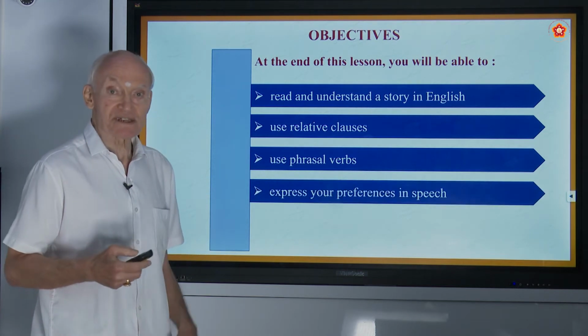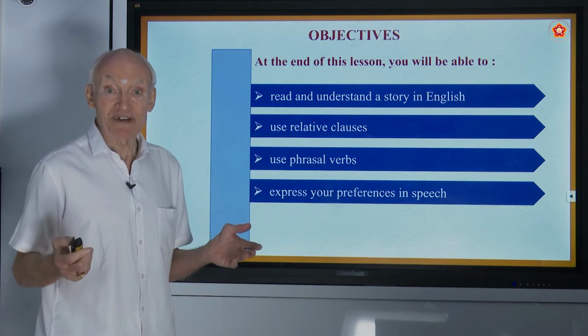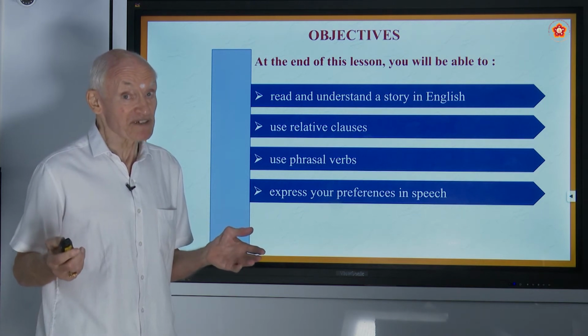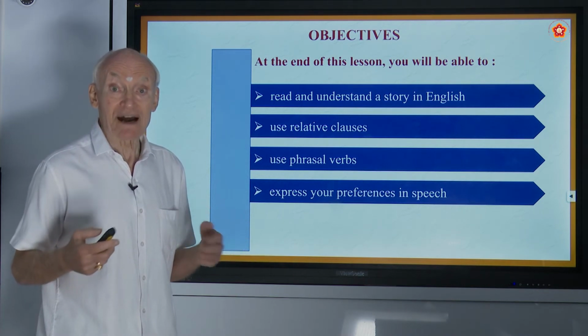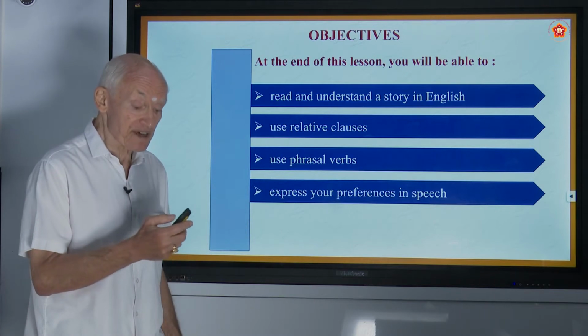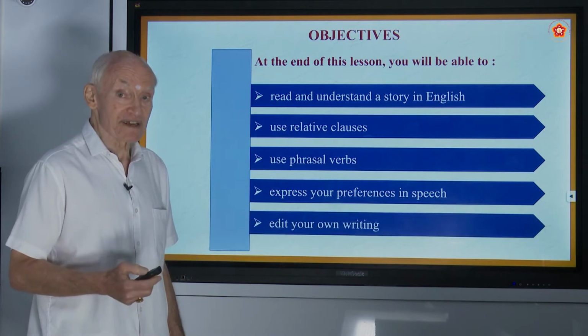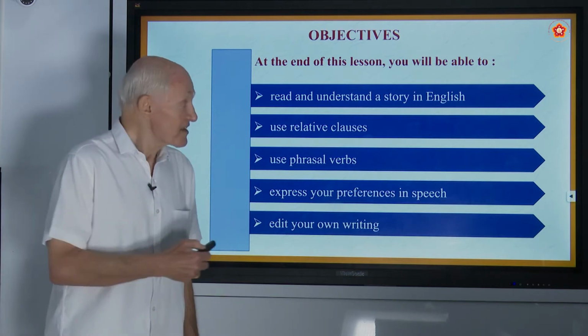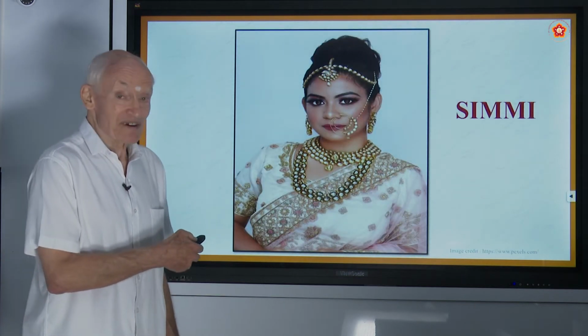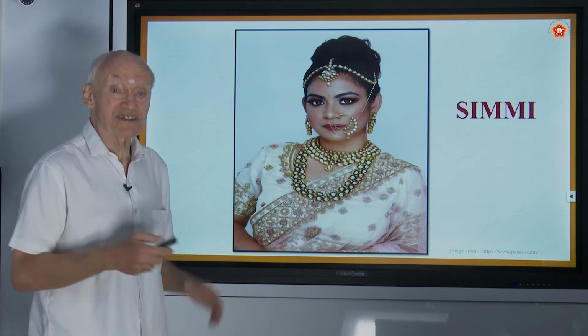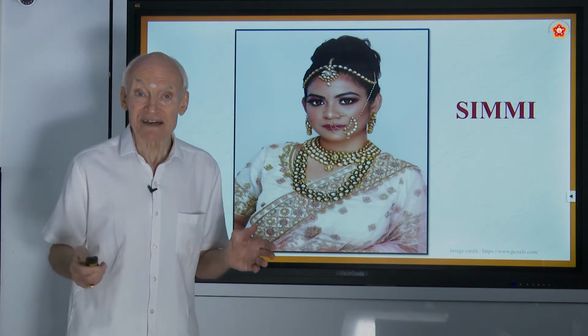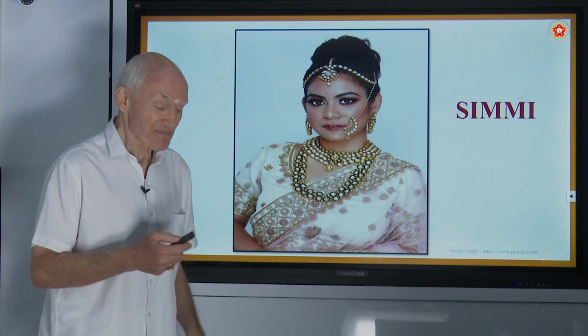Express your preferences in speech. How do we communicate with people? Mostly by speech. So we want to communicate our preferences, and we'll learn how to do that in this lesson. Edit your own writing. Now, this is the author. This lady's name, actually girl, is Simi. She's the younger sister of the main character in this story.